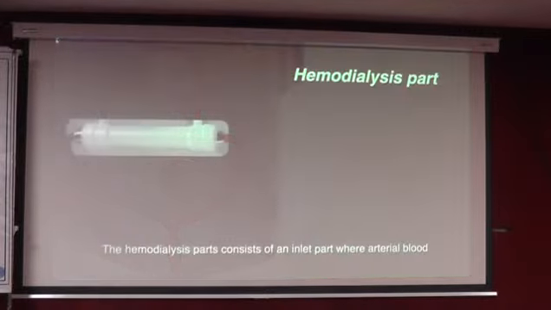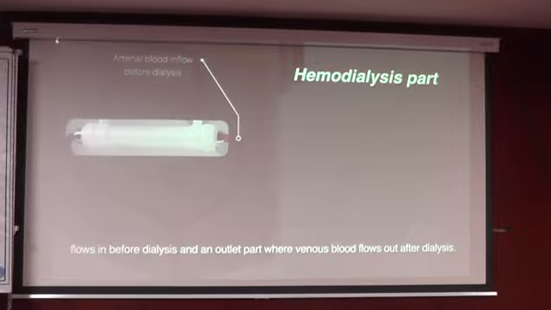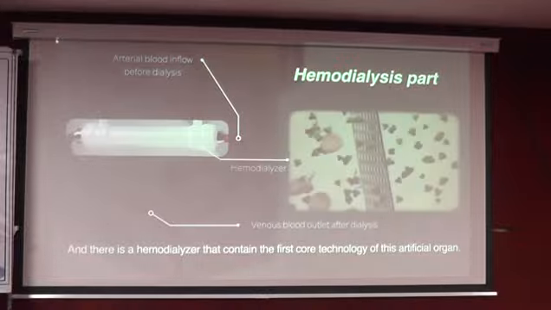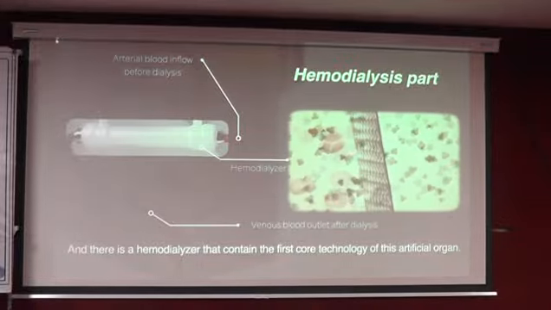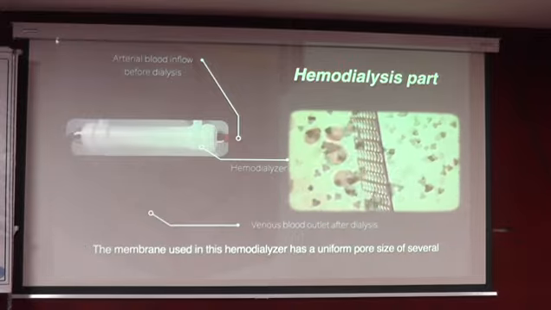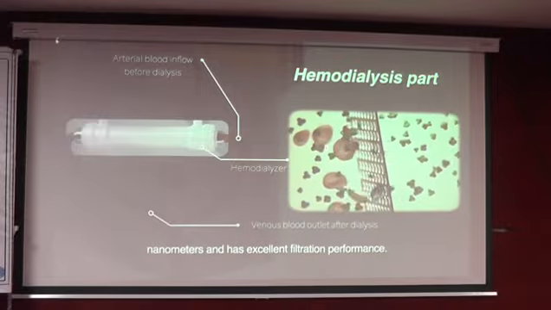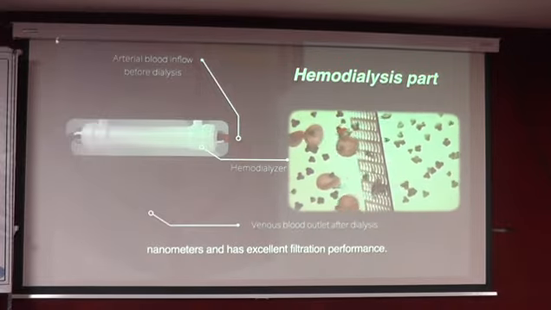The hemodialysis part consists of an inlet part where arterial blood flows in before dialysis and an outlet part where venous blood flows out after dialysis. And there is a hemodialyzer that contains the first core technology of this artificial organ. The membrane used in this hemodialyzer has a uniform pore size of several nanometers and has excellent filtration performance.